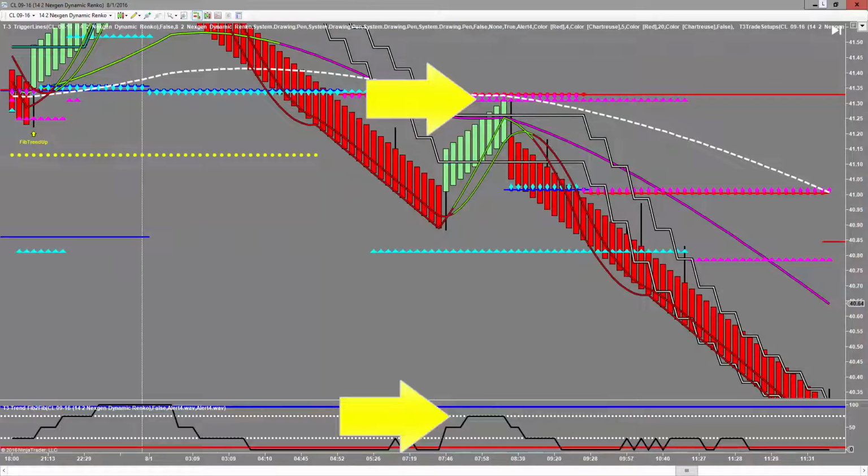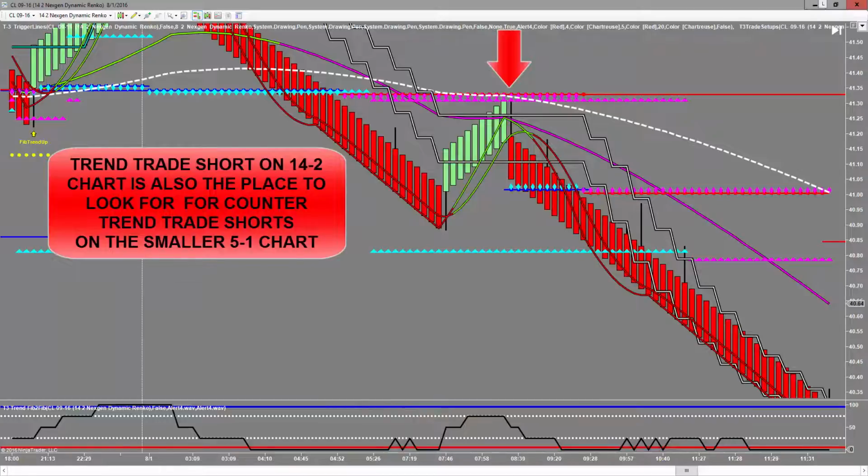Our small triggers were below our synthetic triggers. We've got a perfect area and our fib to fib oscillators ready to go. So this is a good look for a trend trade short. And the reason we want to recognize trend trade shorts or trend trade longs on a larger chart is that these are the areas where we have an ultra high probability of winning counter trend trades on a smaller time frame chart.